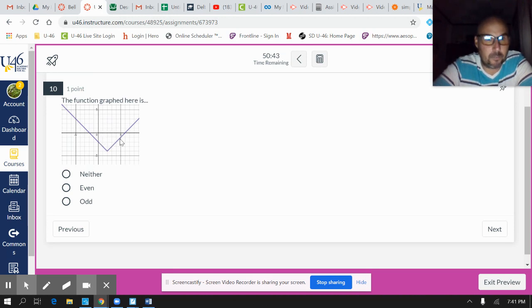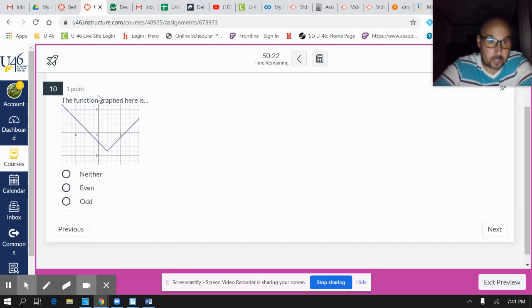means that if, for instance, this ordered pair 5, -1 is on here, if this were even, then -5, -1 would also be on there. If you switch the x values, you would have the same y value. That's what it means to be even. But graphically, if it's just symmetrical on the y-axis, it's even.